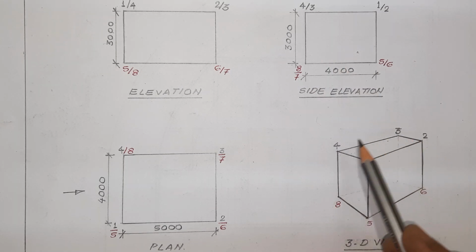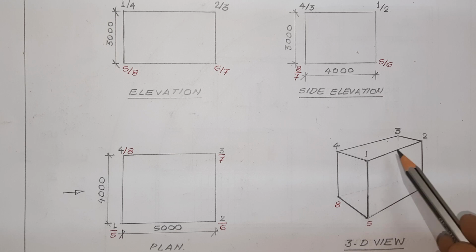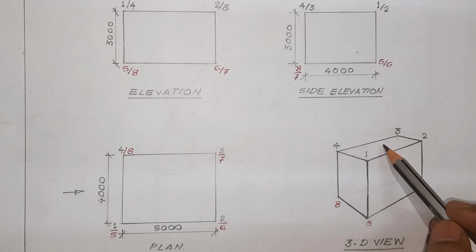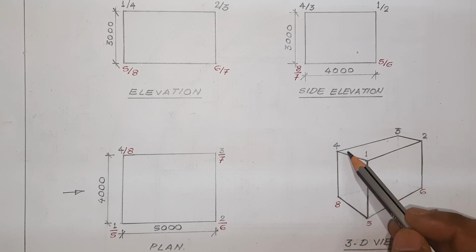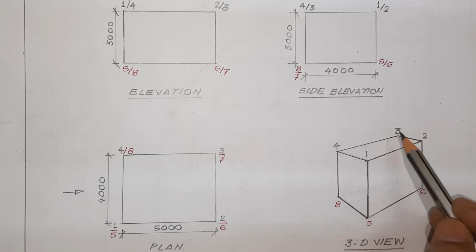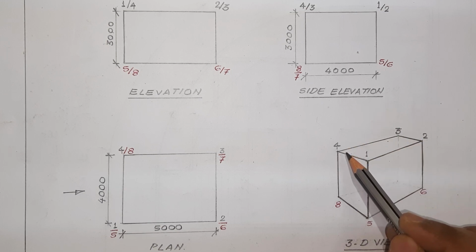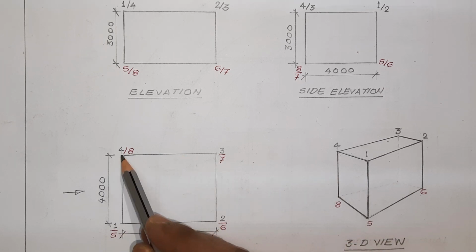This is a three-dimensional view which we have drawn to understand the numbering. Now this is a rectangular box. This rectangular box will have 6 faces. The top face has been numbered as 1, 2, 3, 4. When we observe this box from the top, this surface is directly visible. Hence, this has been shown in the plan as 1, 2, 3, 4.